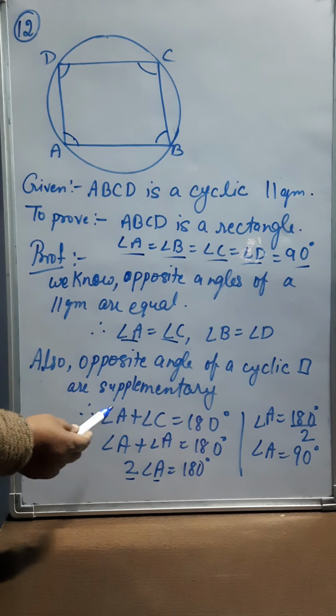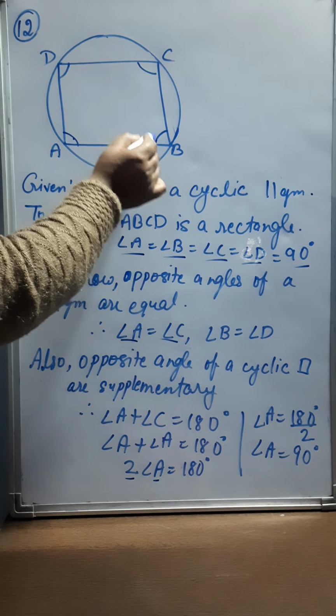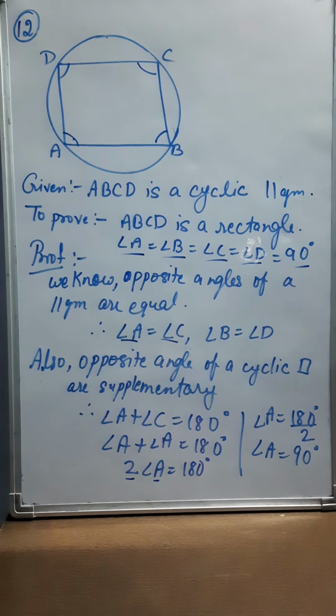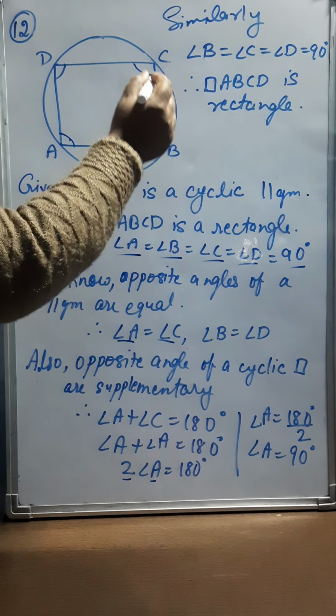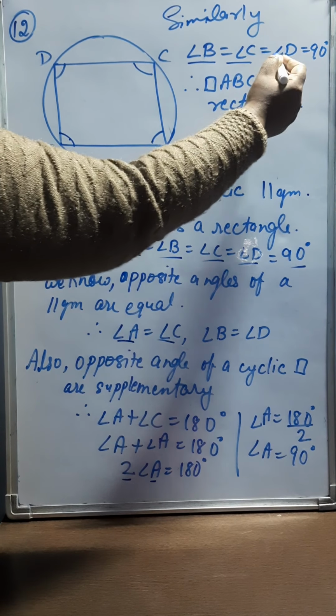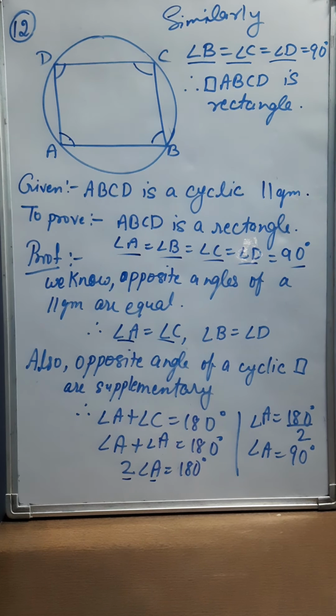If we replace angle A by angle C, we will get that angle C is 90 degrees. Similarly, students, we can prove angle B is also 90 degrees, or we can prove D is also 90 degrees. So we can write after that, similarly angle B is equal to angle C is equal to angle D is 90 degrees, or quadrilateral ABCD is a rectangle.